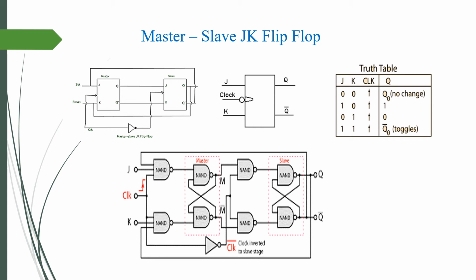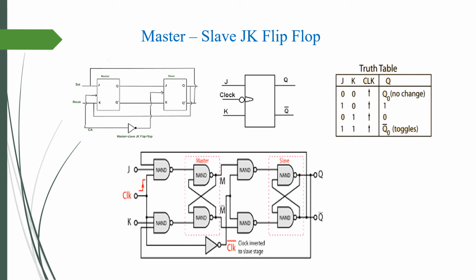Here you can see next flip-flop, which is master-slave JK flip-flop. It is modified version of JK flip-flop. It avoids race around condition occurring in JK flip-flop. It is cascaded circuit of two JK flip-flops. The first JK flip-flop is called as master flip-flop and second one is called as slave flip-flop.